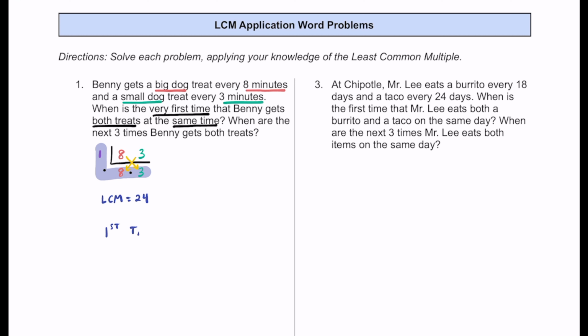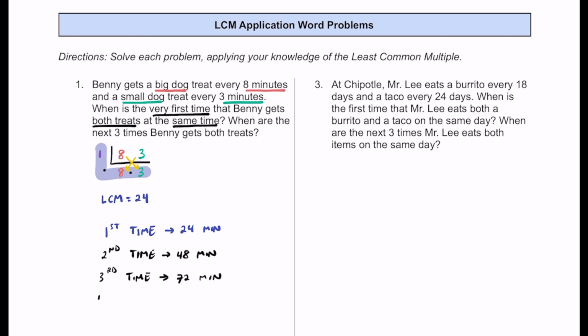So at 24 minutes, let's write it like this. The first time is going to be 24 minutes, right? After that, we ask, when are the next 3 times? The second time it happens is going to be 24 times 2, so that's at 48 minutes. And then the third time is going to be 24 multiplied by 3. If we do 24 times 3, you should get 72 minutes.